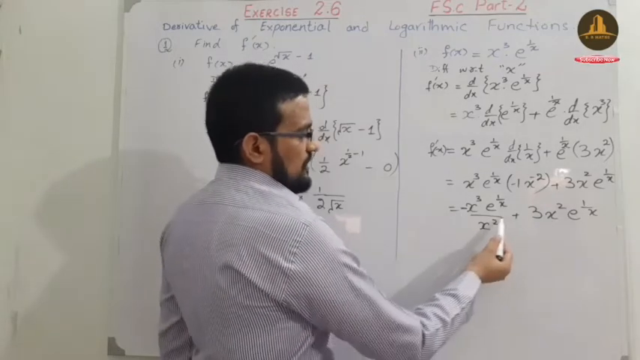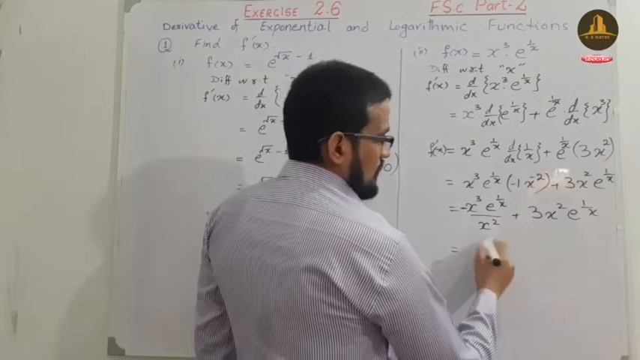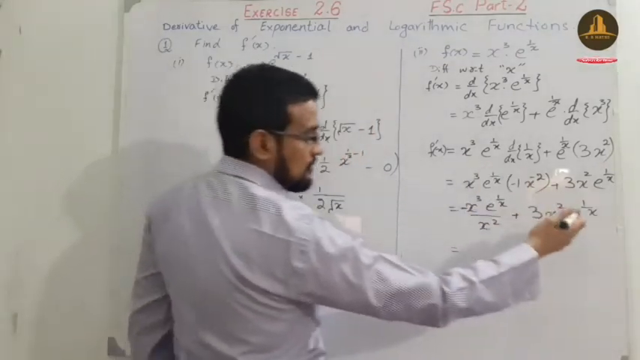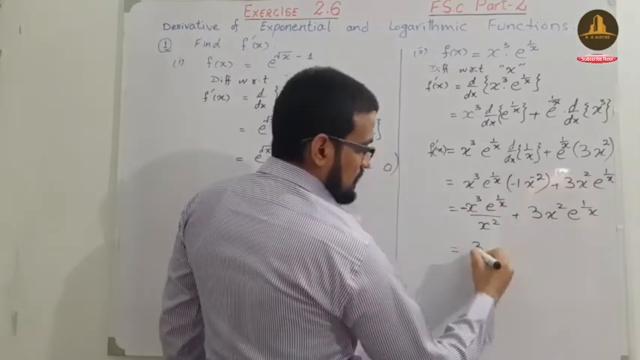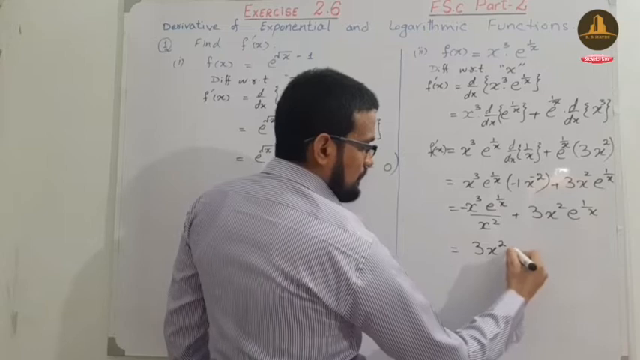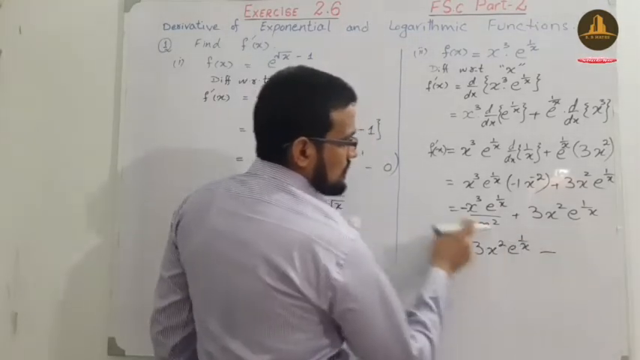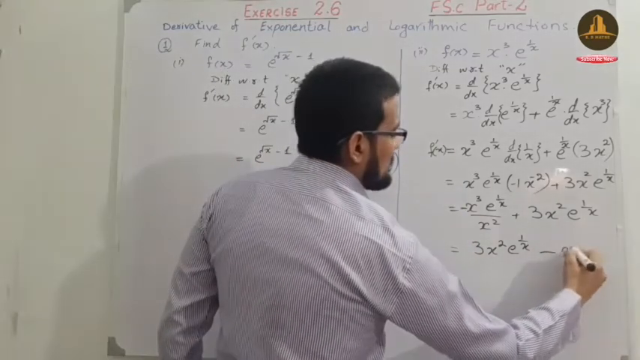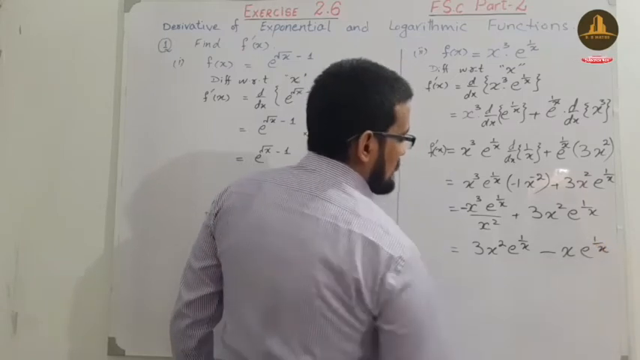x cube and x square cancel with each other, and arrange the negative term and the positive term. So first we write this form first, minus x cube, x square cancel with each other, it means, student, x is left and e is raised to power 1 over x.